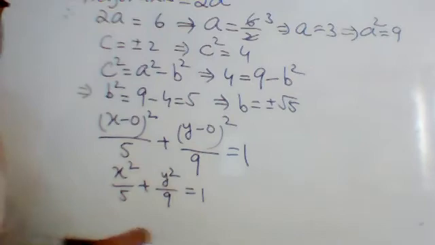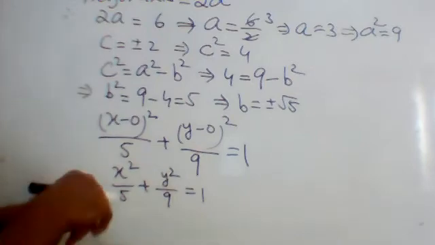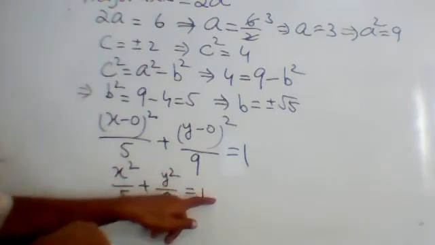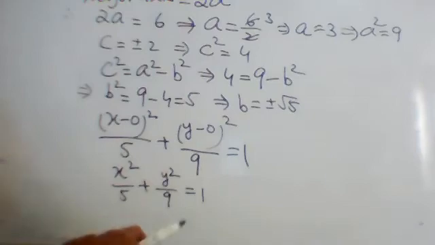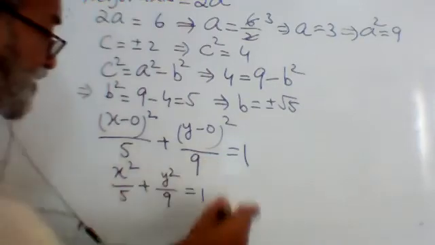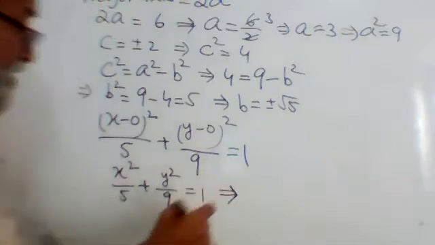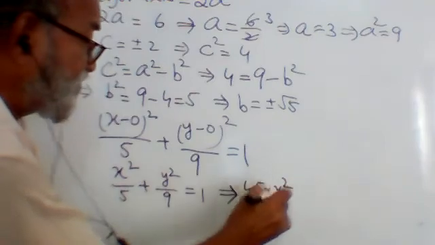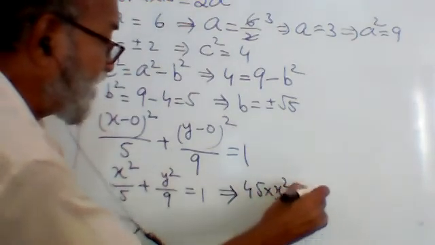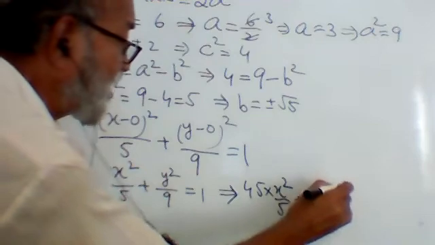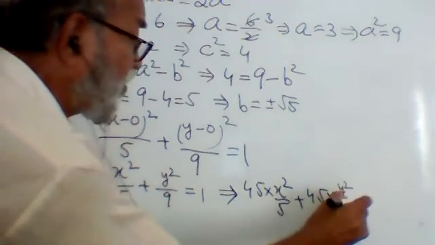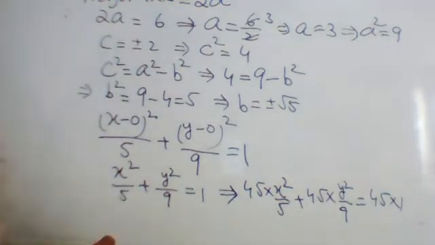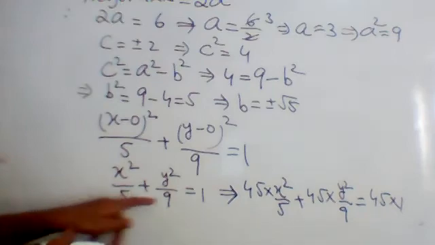That can also be changed if we remove the fraction. Take the LCM of 9 and 5, which is 45. Multiply each and every number by 45 so we get the equation without fractions. So 45 multiplied by x square upon 5 plus 45 multiplied by y square upon 9 equals 45 multiplied by 1. Each and every term is multiplied by 45, the LCM of the denominators.